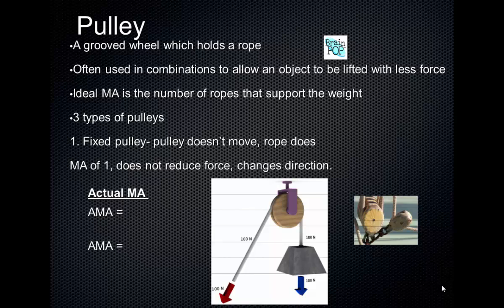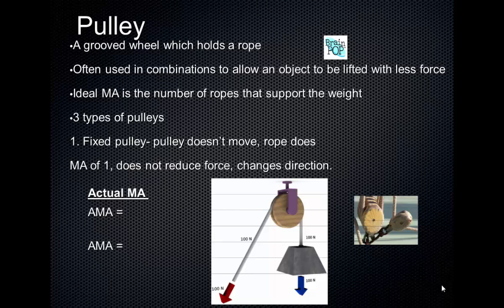So for a pulley, the way that we determine its ideal mechanical advantage is we simply count the parts of the rope that are supporting the weight. So if only one part supports the weight, it's mechanical advantage 1. If 4 parts of the rope are supporting the weight, then it's 4. Wait, how do you know? We'll review that. Okay? So there's 3 types of pulleys.